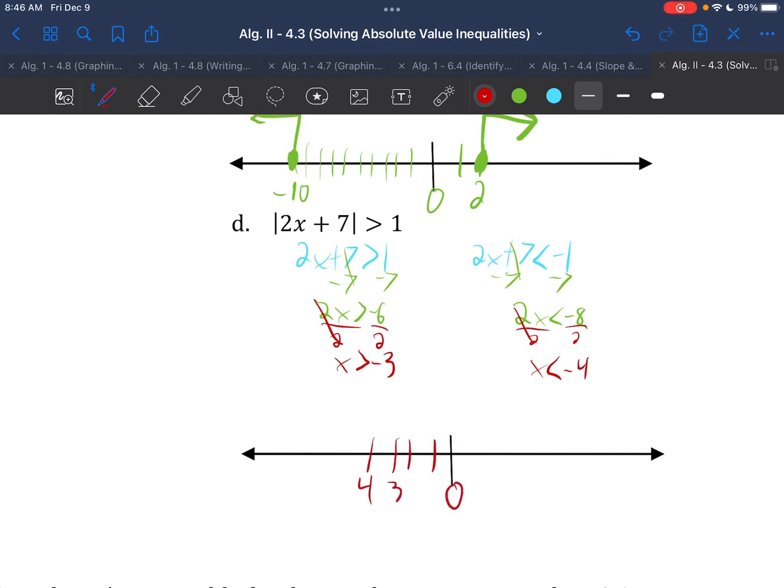These are very close. That's okay. 0 in the middle. 2, 3, 4. And we have negative 4 and negative 3, I should say. Open circles at both. x is greater than negative 3, that's going to go to the right. x is less than negative 4, that goes to the left.